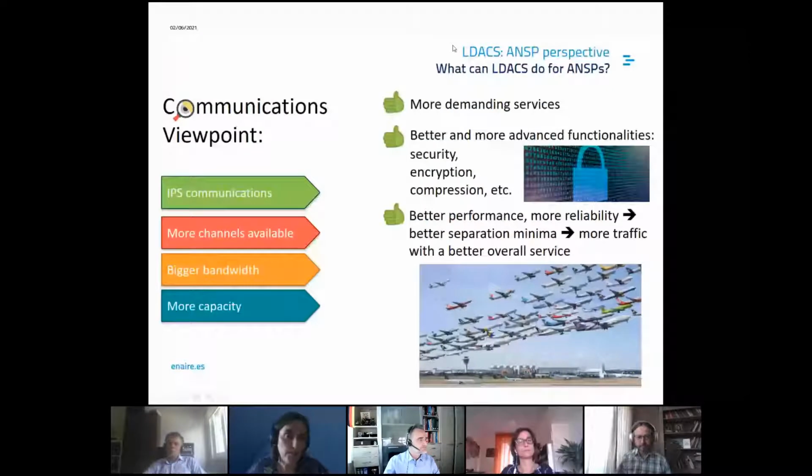So from the communication point of view, with LDACS, we will have IPS communications, more channels available, bigger bandwidth, more capacity, and it will translate into being able to provide more demanding services, new more advanced functionalities like encryption, authentication, and to provide better performance and more reliability. And this can mean that we could be able to reduce the minimal separation and to handle more traffic with a better overall service.